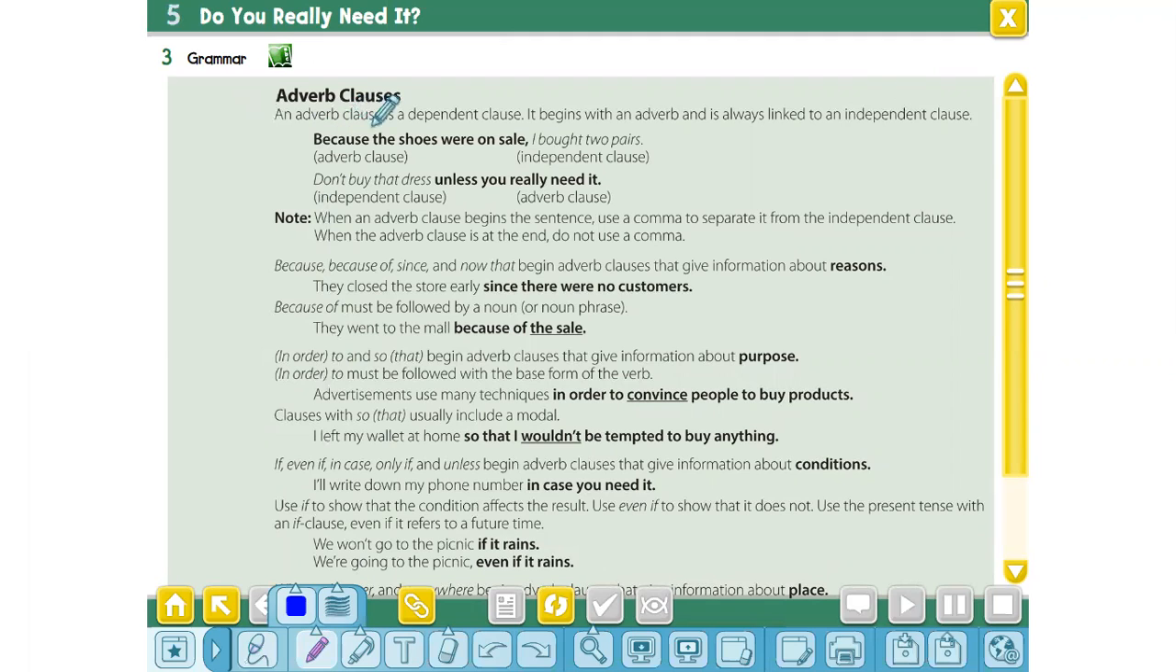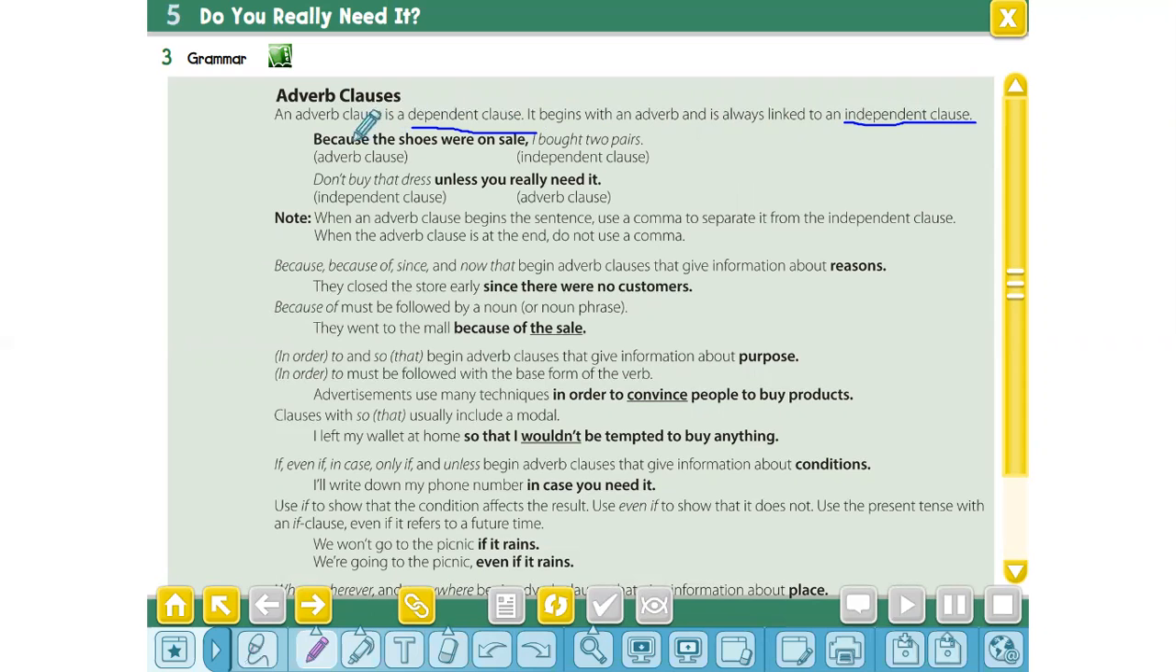An adverb clause is a dependent clause, which is a clause which doesn't have a complete meaning. Okay, it can't stand alone. It begins with an adverb and is always linked to an independent clause. An independent clause is a clause which has a complete meaning.